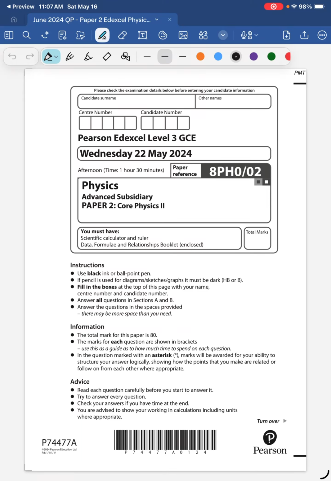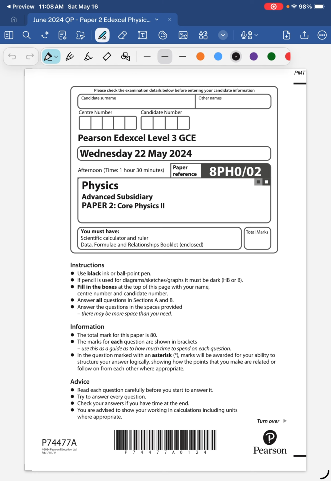Hi all. I don't have many of these papers in my channel yet because these papers are slightly different from the international A-level material. So these are the Edexcel exams from England, I believe. Okay, and these are at the advanced subsidiary level, and specifically this is paper 2 called Core Physics 2 from the UK, I believe. Let me know in the comments though.